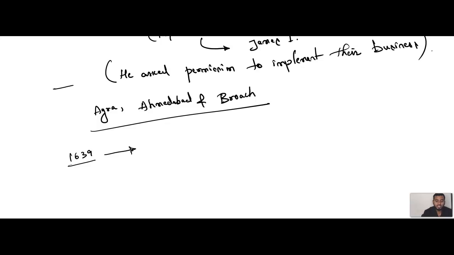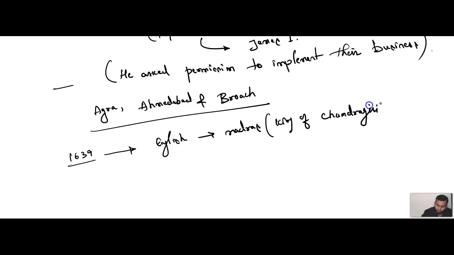Now in 1639, the English took Madras. What did they do, children? They took Madras. From whom did they take Madras? From the king of Chandragiri. And they established a strong fort.